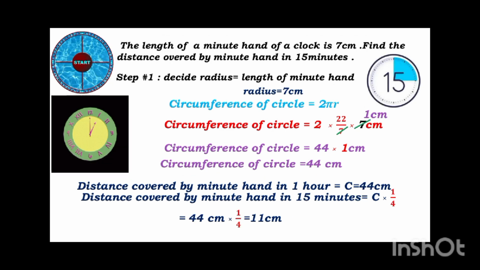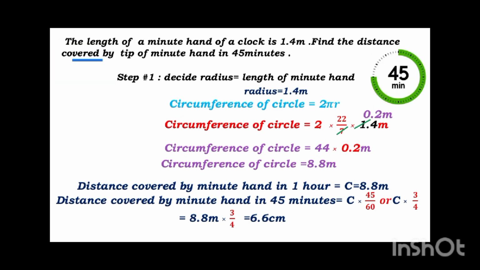Okay. Now, the length of a minute hand of a clock is 7 centimeter. Find the distance covered by minute hand in 15 minutes. So decide radius. The radius is 7 centimeter. Now circumference of circle is 2 pi r: 2 multiplied by 22 over 7 multiplied by 7 centimeter. 7 cut. 44 multiplied by 1, and the circumference is 44 centimeter. Distance covered by minute hand in 1 hour is equal to circumference, equal to 44 centimeter. Distance covered by minute hand in 15 minutes is equal to C multiplied by 1/4. Now 44 multiplied by 1/4 is equal to 11 centimeter.